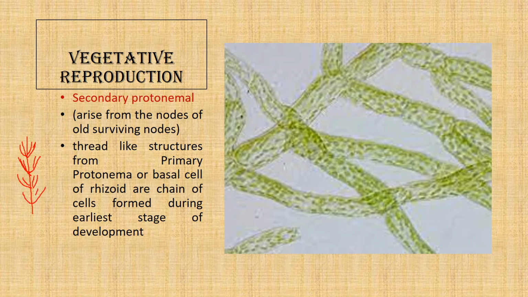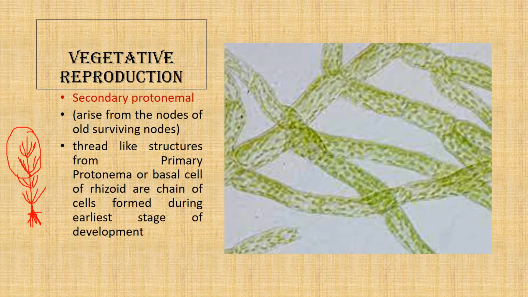So as the condition becomes very dry, and these are the rhizoids. These are the rhizoids. So as the temperature dries up, the upper portion dies out, and the lower portion somehow remains. So this is the basal internode, and this is the basal node.